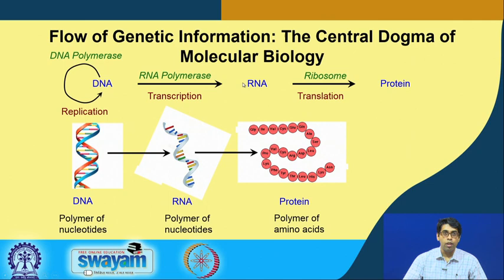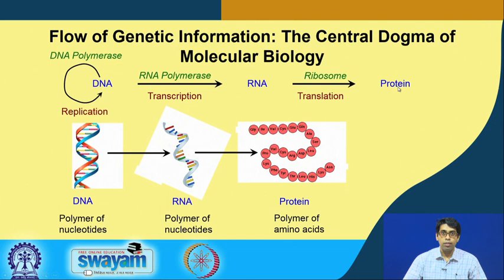This small nucleotide has the same information as that of the DNA, but this is only a small part. It is only 1000 base pair long, which encodes information for only one protein. Then that information is read by another machinery called the ribosome to synthesize proteins, and this process is called translation.